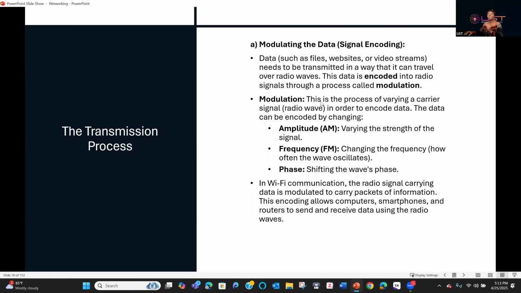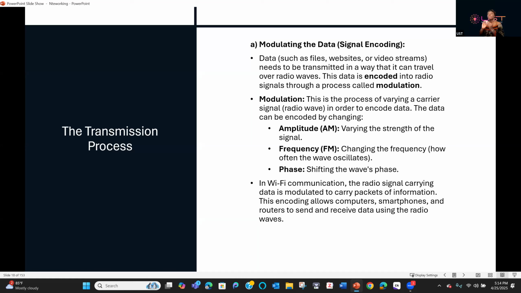Data such as files, websites, or video streams needs to be transmitted in a way that it can travel over radio waves. Remember, now we are talking of wireless. The data is encoded into radio signals, and we're going to see that through a process called modulation. So modulation is a process of varying a carrier signal, that's the radio waves, right?